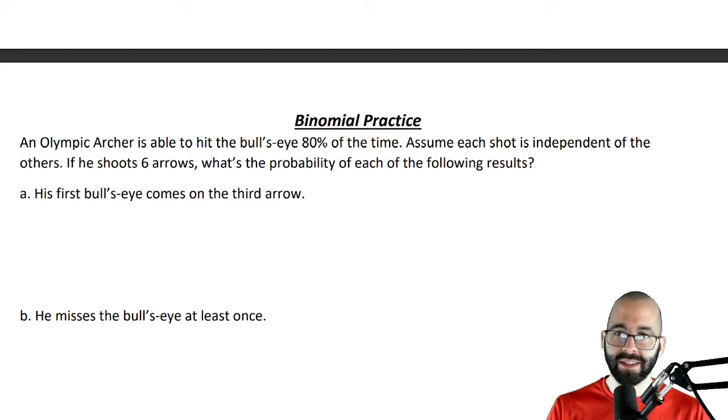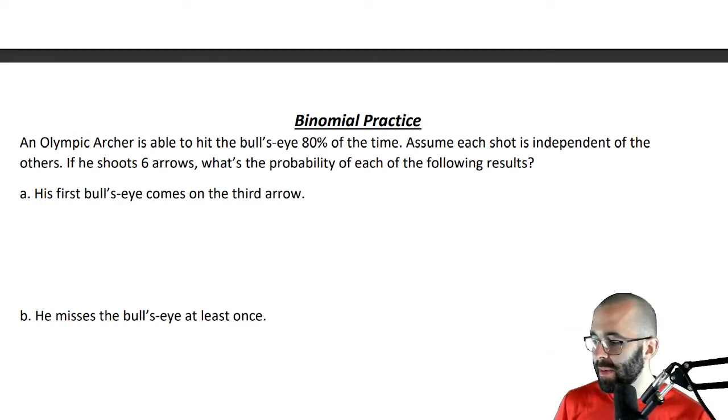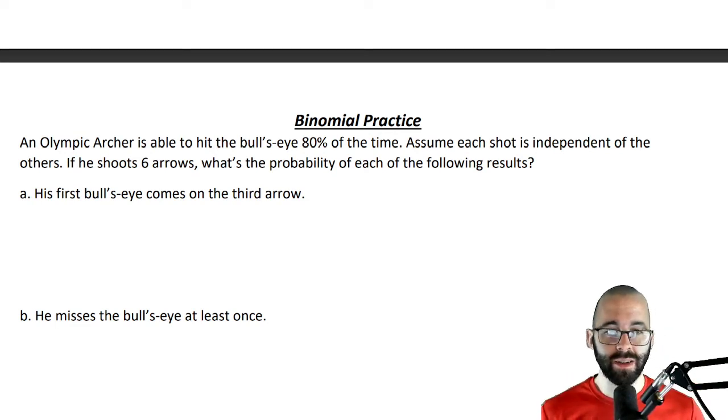All right, let's do a practice example. We're going to talk about an Olympic archer. Fun fact, I have a friend who competes nationally in archery, which is kind of cool. Anyway, this example has an Olympic archer, he in this case, who is able to hit the bullseye 80% of the time. Each shot's independent, and if he shoots 6 arrows, what's the probability of the following results?